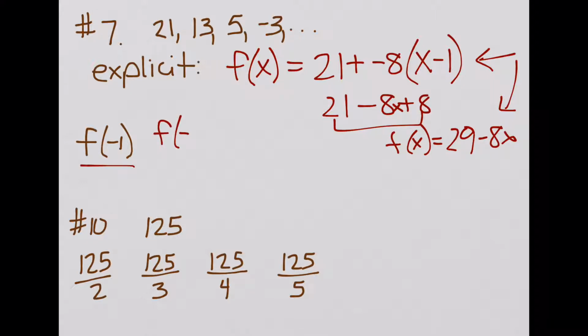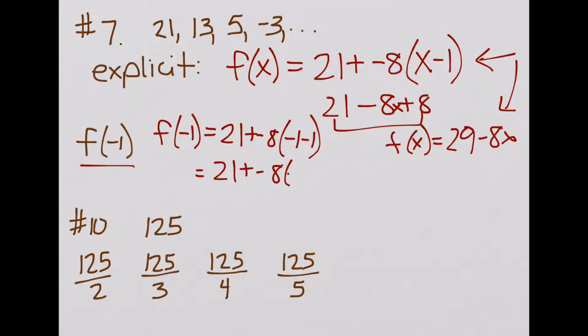So if we're going to find f of negative 1, we're going to take our explicit sequence plus negative 8, and we're going to replace x with negative 1. Negative 1 minus 1 is negative 2. So this is actually 21 plus negative 8 times negative 2. And you cannot add the 21 and the 8 together first. The negative 8, you have to multiply first. Negative 8 times negative 2 is 16, so this becomes 21 plus 16, which is 37. So the negative 1 term is 37.